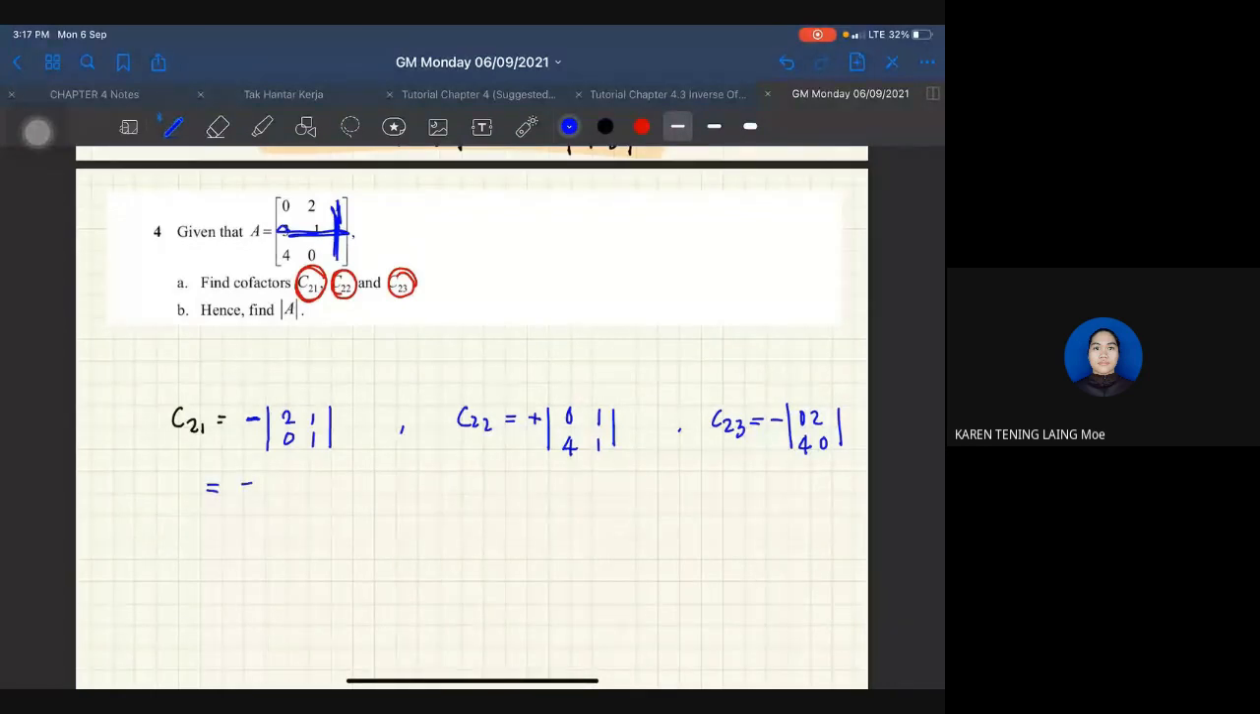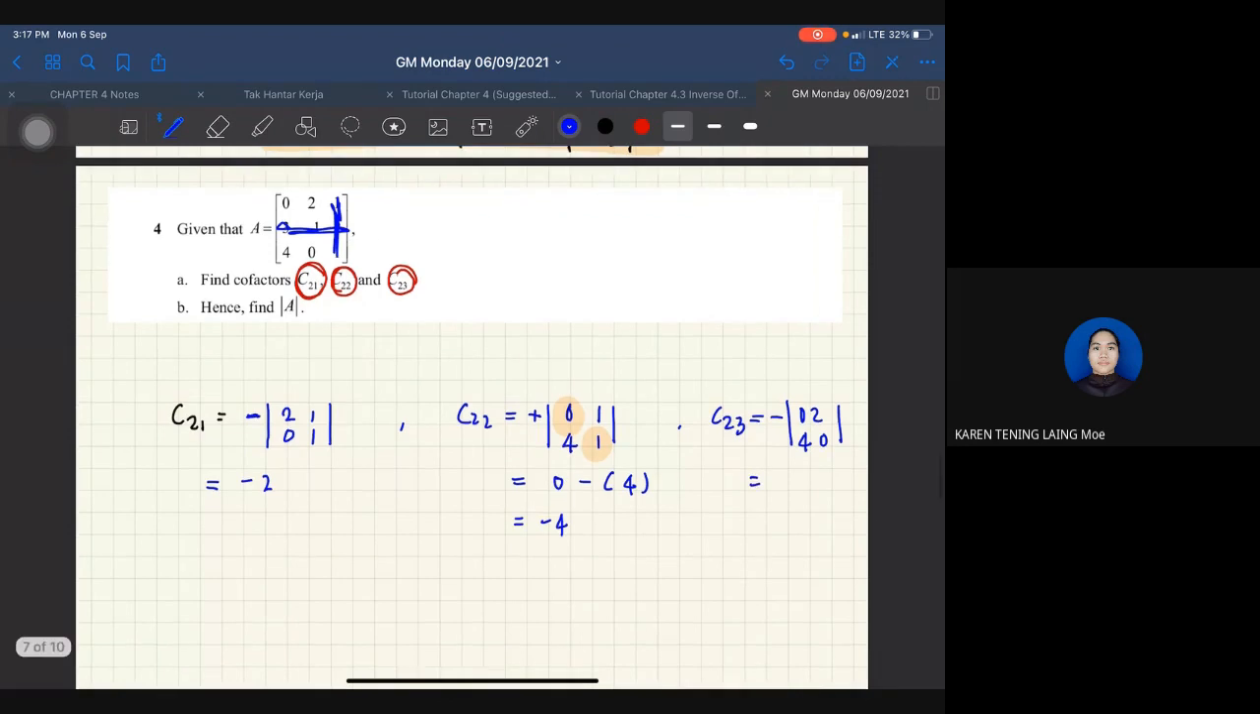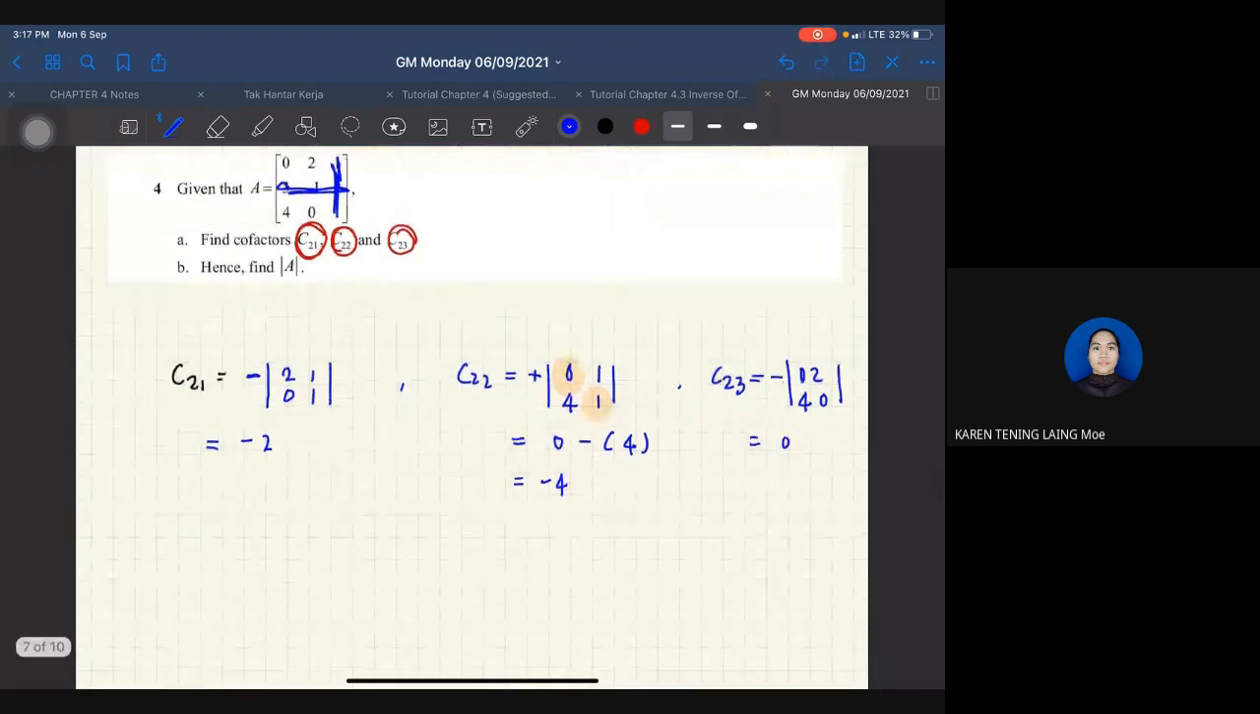So for the first one, awak akan dapat negative 2. And then for the second one, you will have negative of negative 4. Okay, sebab awak ada 0 times 1 is 0. So you have 0 over here. And then minus with 1 minus 4 times 1 is 4. So awak akan dapat negative 4. Sorry, that is negative 4. And then for lastly is 0 sahaja. Okay, so this is the cofactor.